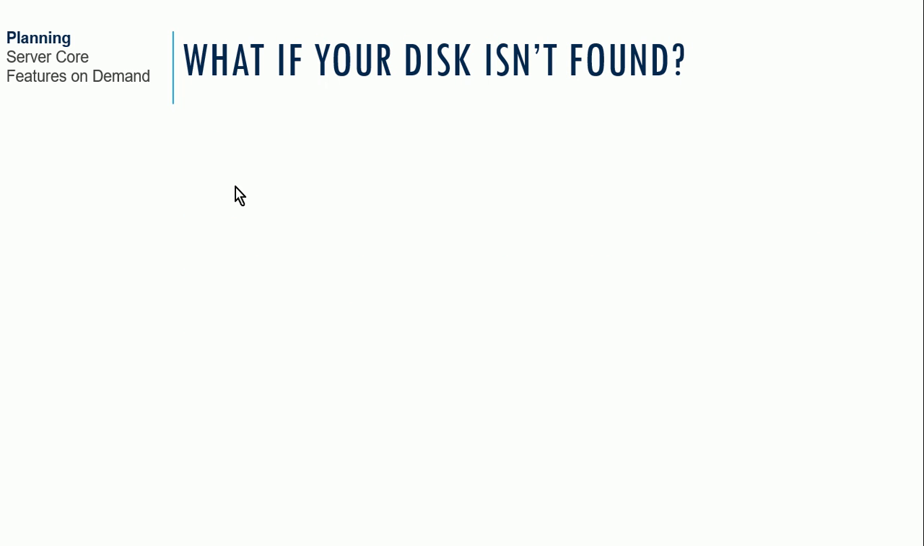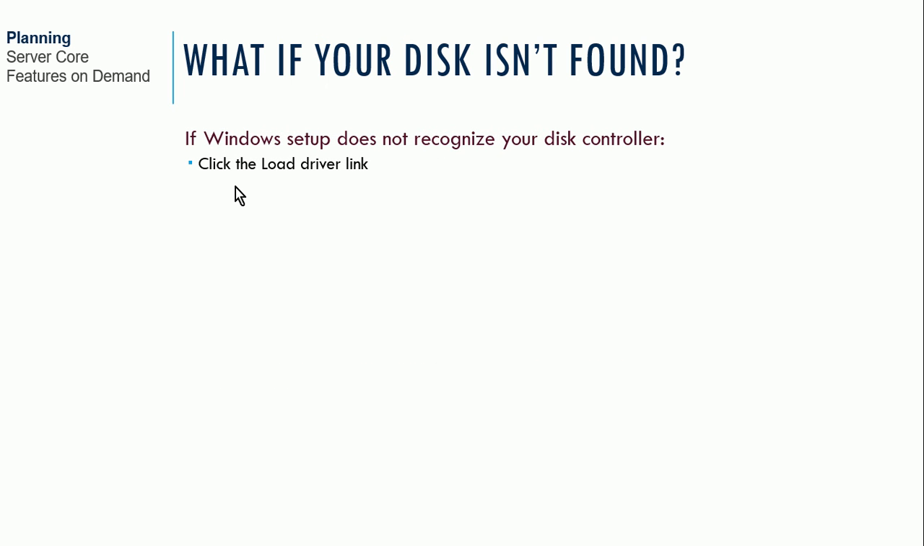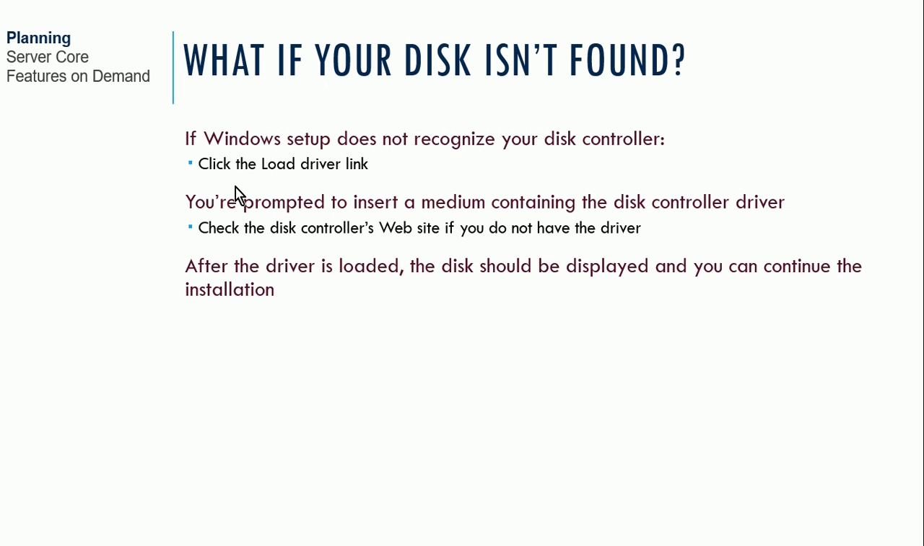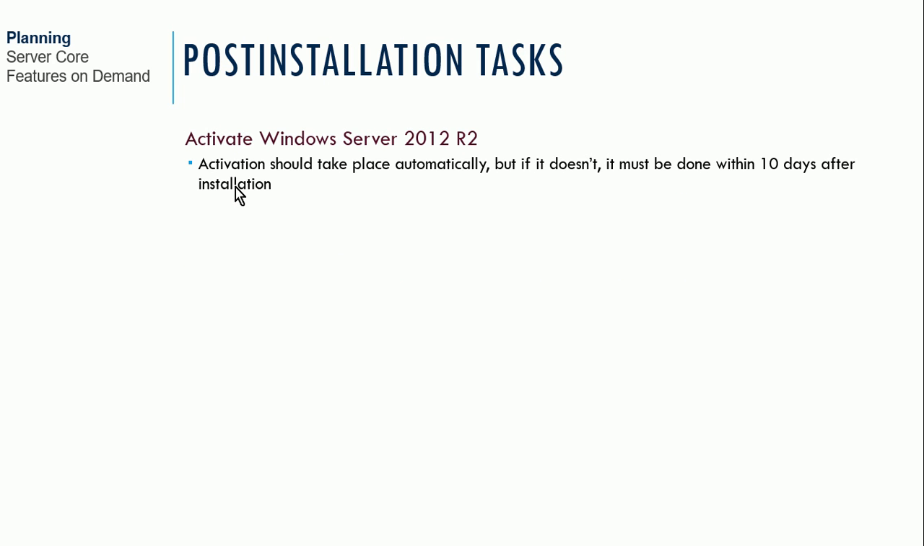One of the problems with installation is you may get an error saying that the disk isn't found when you're trying to do your installation. That means that it cannot find the driver. So you're going to have to click the load driver link that I showed you earlier. You'll be prompted to insert a medium containing the disk controller driver. You're usually going to go to the disk controller's website if you don't have the driver, and then you're going to use either a USB drive, or if you have one, a floppy drive, though it's not common. After the driver is loaded, the disk should be displayed, and then you can continue the installation. So definitely something to be aware of: don't panic if you get that screen. It obviously won't happen in our lab environment, but in the real world this happens rather frequently.